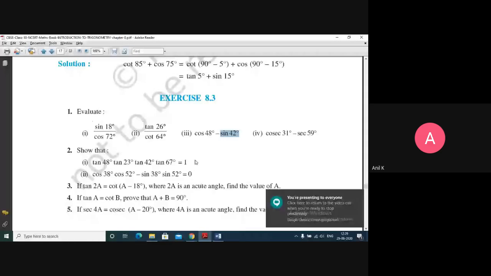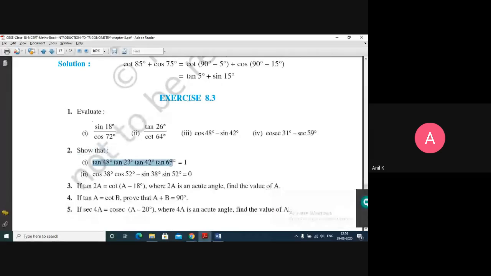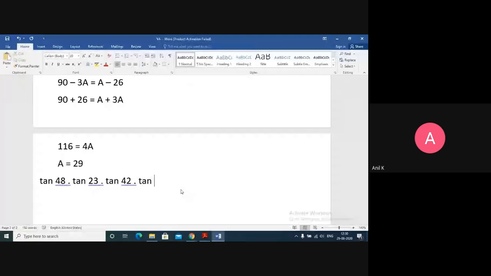Next one: show that the expression equals 1. You consider the LHS, simplify and get the answer as 1. Now the question arises how to simplify. The terms involve tan 42 and tan 67. So this is what my LHS is.